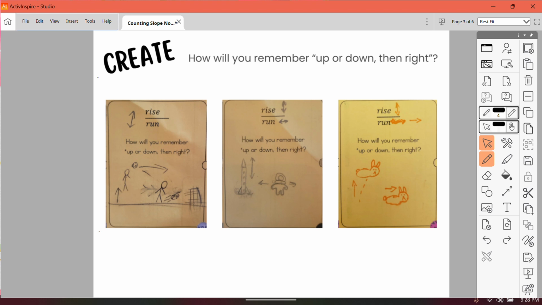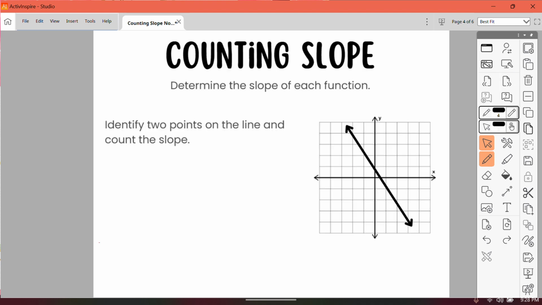So let's do some examples so we can actually see this in practice. The way that you do this is if you are given a graph, you have to pick 2 points on this graph first, but you need to pick those points really carefully. They need to be what we call integral coordinates, which means it needs to be a point that's exactly on a corner.